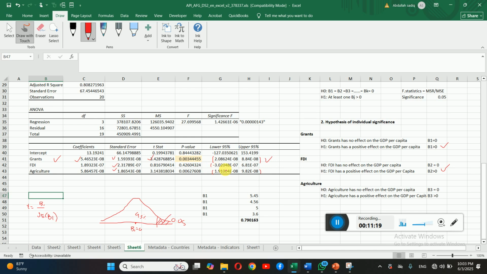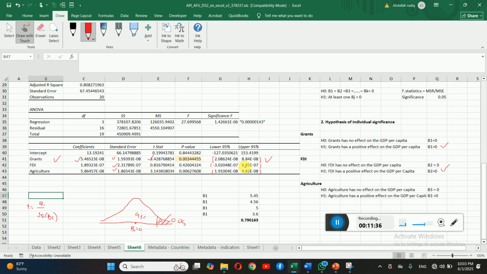But here, dear students, we have negative and positive. It means the 0 is in between, so that's why the data are the evidence that's too less here. Why? Because 0 is in between. So once the 0 is in the interval, we cannot reject the null hypothesis. Hopefully the idea is clear.